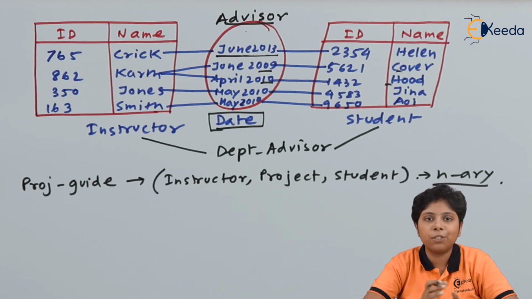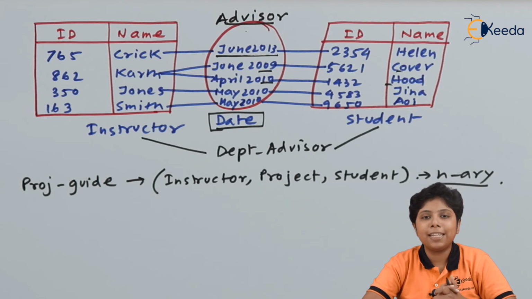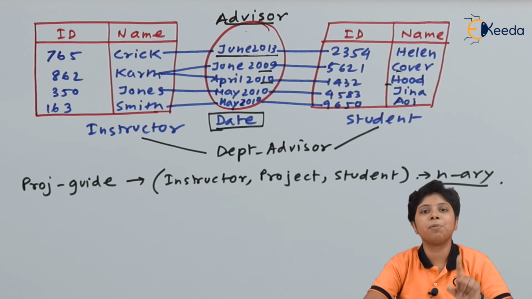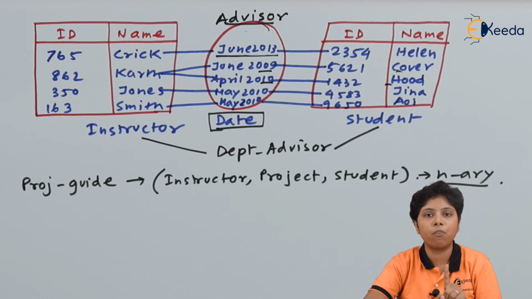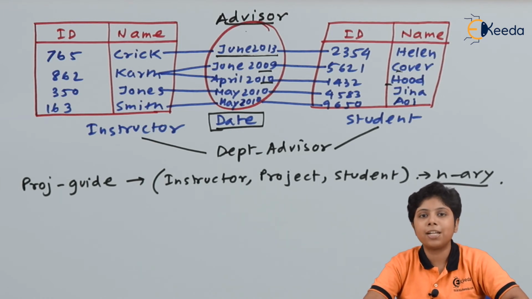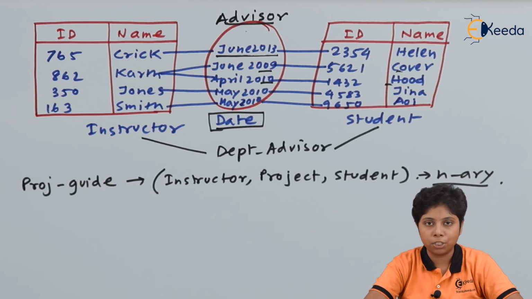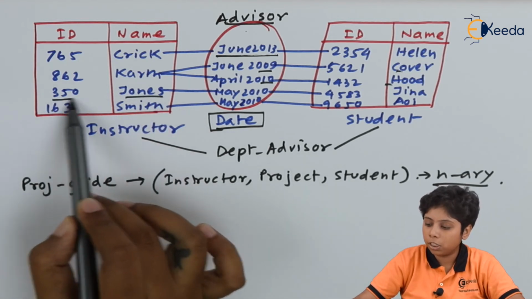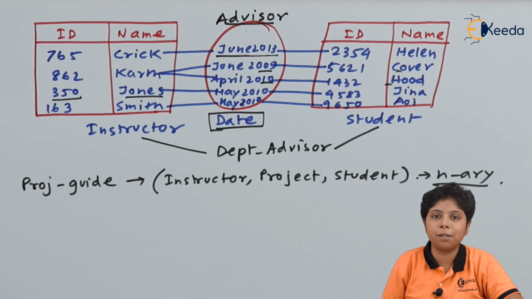Now we will talk about different types of attributes that we can have inside an ER model. The first is the single and multi-valued attribute. Single valued attribute means that the attribute can have only one value. Say for the ID field of the instructor, an instructor can be associated with only a single ID. So this is known as a single valued attribute. Say Jones is associated with 350. No other ID can be provided to Jones as an instructor.